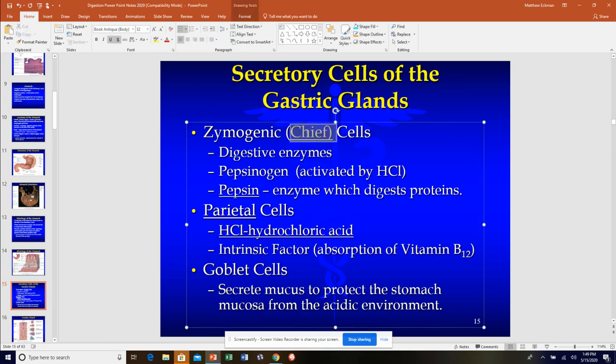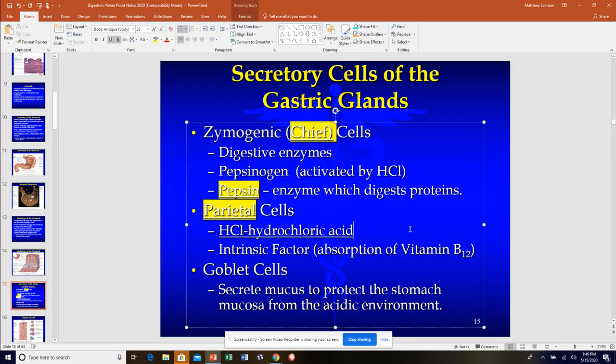So we've got chief cells, and they're also called zymogenic cells, but chief cells is the much more common term for these. And they're releasing this enzyme called pepsin. And pepsin is for digesting proteins, which is nice. The P and the P go together there. And then we also have what we call parietal cells. And parietal cells are secreting hydrochloric acid. Obviously, you probably at some point in time heard of stomach acid. Well, stomach acid is a pretty strong hydrochloric acid. It can be a pH almost as low as 3, which is about the same pH as battery acid.